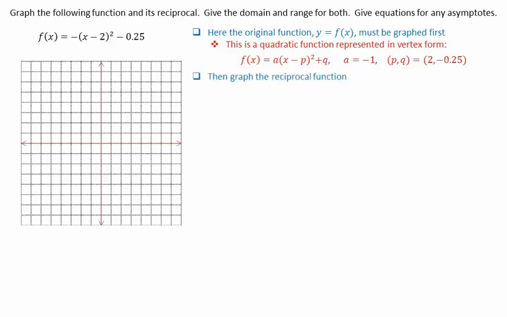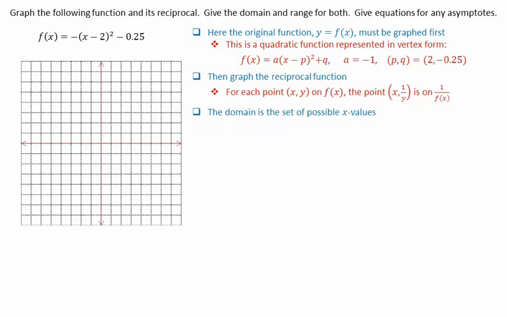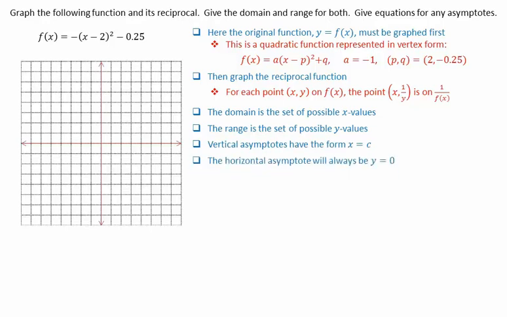We then draw the graph of the reciprocal function. For each point (x, y) on f of x, the point (x, 1/y) will be a point on the reciprocal function. The domain is the set of possible x values, and the range is the set of possible y values. Vertical asymptotes will have the form x equals c. The horizontal asymptote will always be y equals 0.